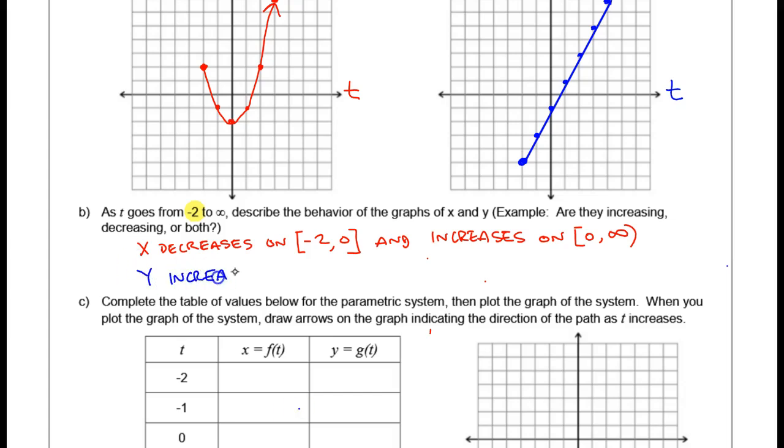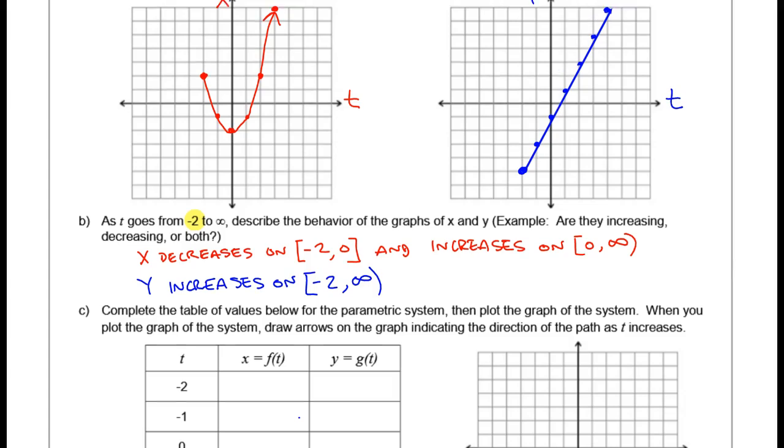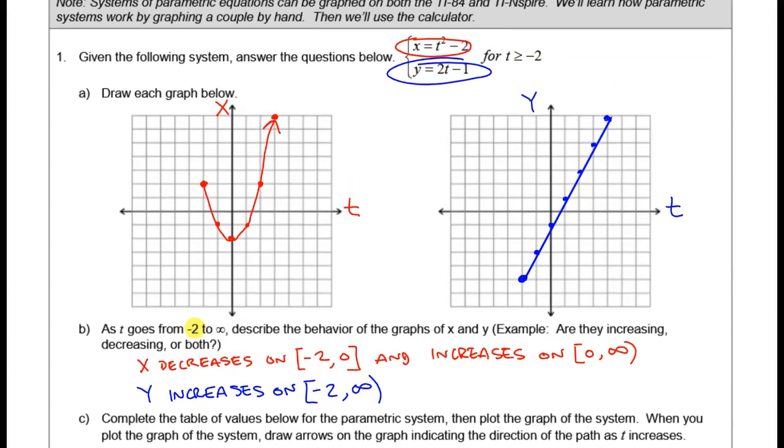So how about y? Y increases on the interval from negative 2 to infinity. It is always increasing. So we talk about that just to kind of understand the behavior of how each of these graphs works, and then what we're going to do here in a minute is kind of combine each of these ideas and see the behavior of this system of parametric equations.